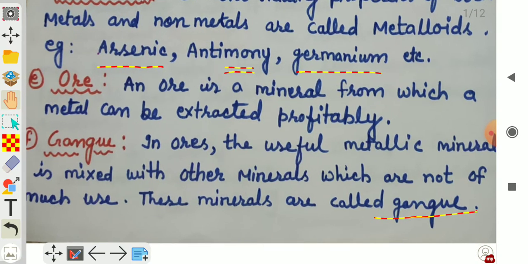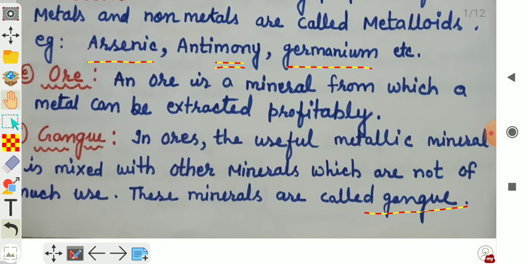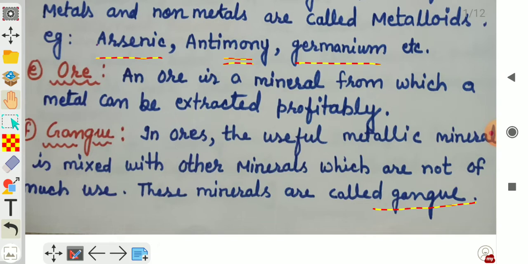Ore, what do you mean by ore? An ore is a mineral from which a metal can be extracted profitably. Such mineral is known as ore. Gangue, in ore, the useful metallic mineral is mixed with other minerals which are not of much use. These minerals are called gangue. Means in ore, minerals which are present as impurity are called gangue.